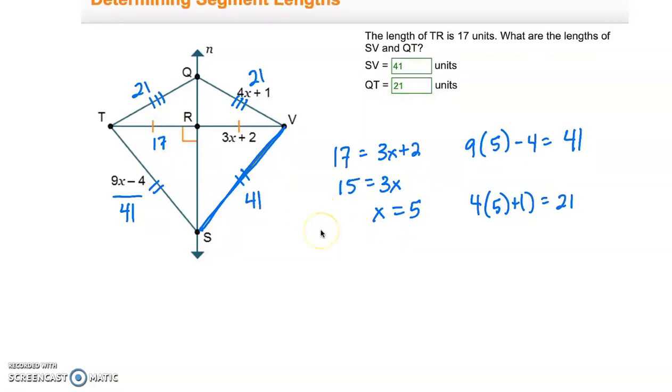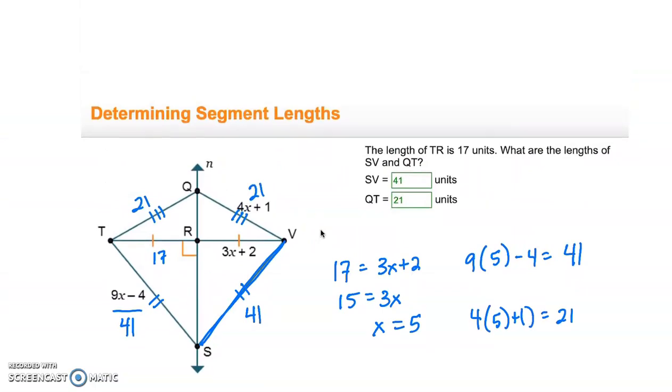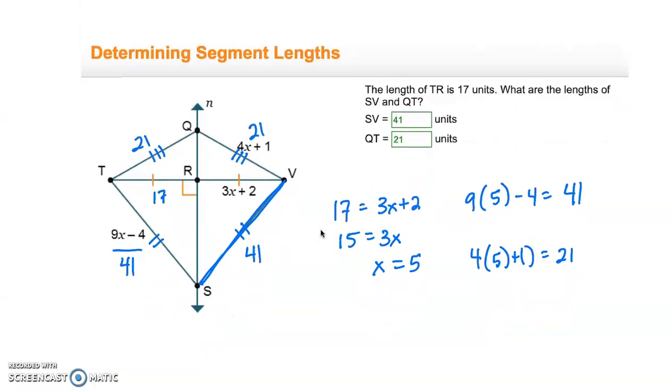So just take a look at what you're given and solve from there. So hopefully that gets you started. If you have questions, let me know. But make sure you get those things in your notes that you need to know.